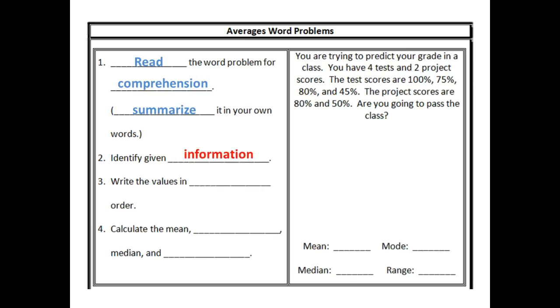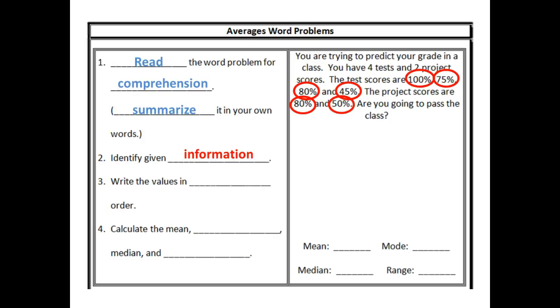I'm going to identify the given information. The 4 and the 2 tell me how many projects or tests, so those are distractors. I'm looking at 100%, so I'm looking at the scores, the grades. This is what my answer will be in, so I need to make sure that I'm starting with that type of value.